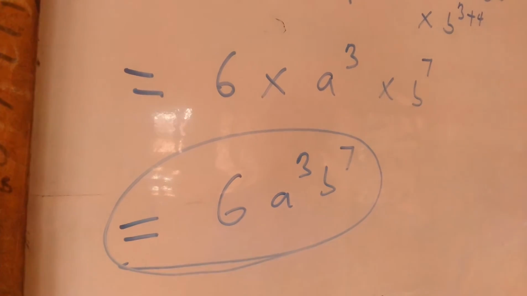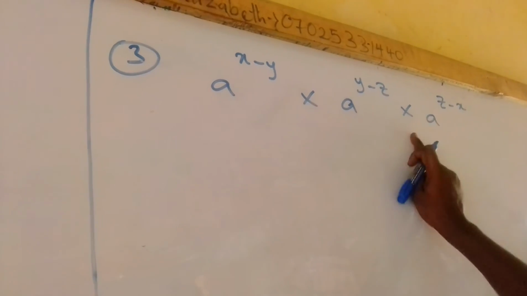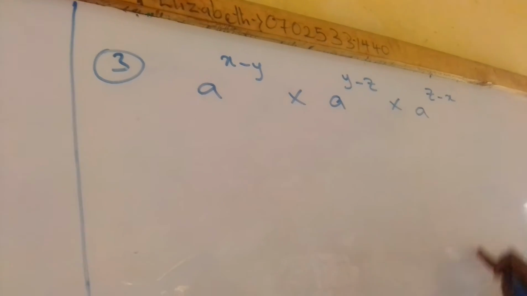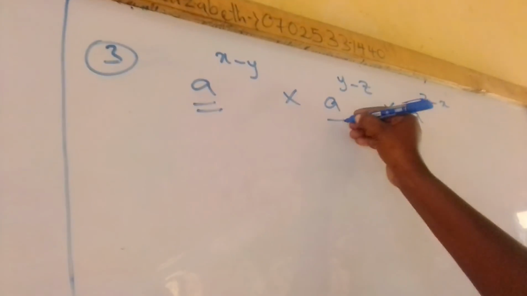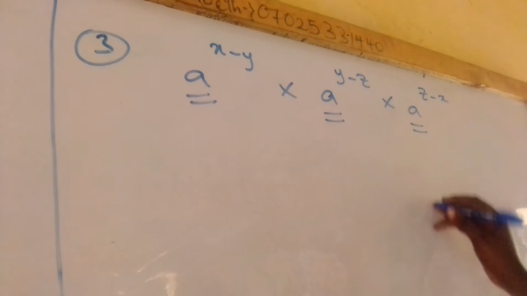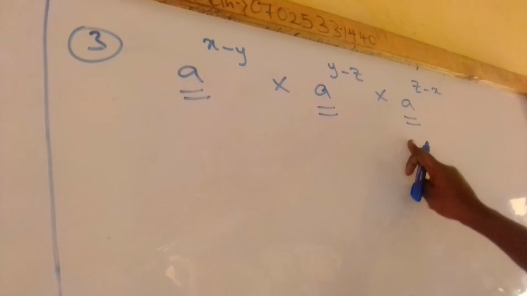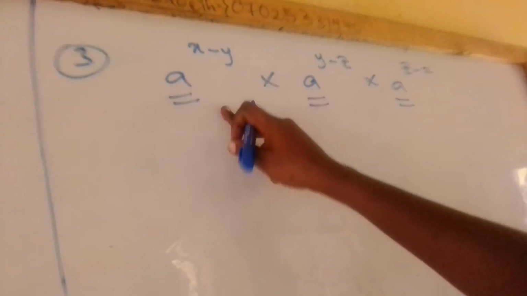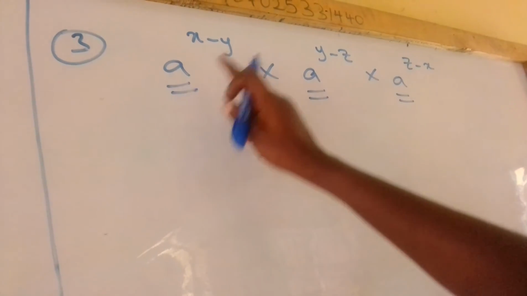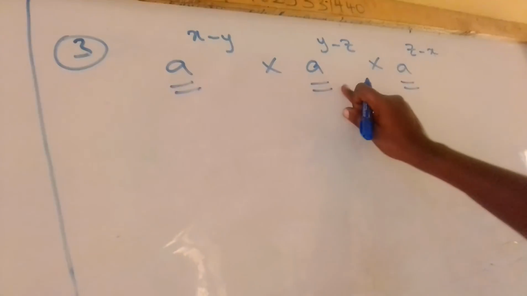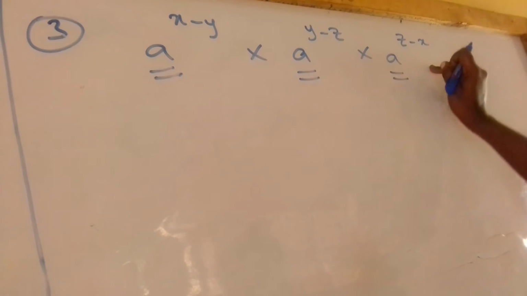Second part, the last part of the question: x minus y multiplied by A raised to power y minus z, times A raised to power z minus x. We shall see that in this example, we are having only the same alphabet, which is A. We are having only one alphabet as a base. We are having a single base for this work, which is A. A is the only base. And we have the first power to be x minus y, the second power y minus z, and the third power z minus x.